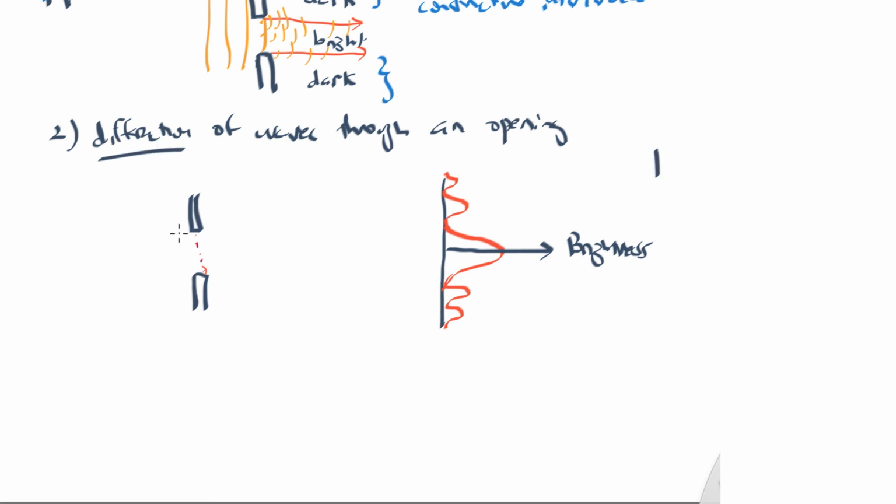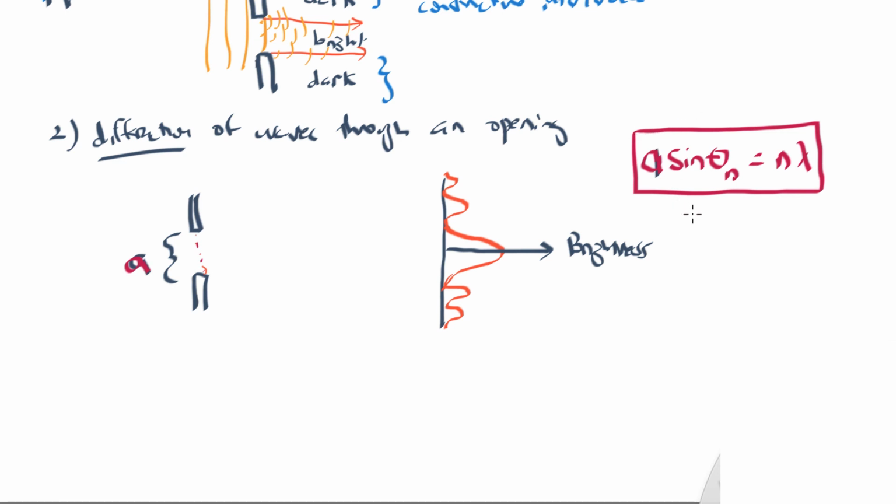And the formula that tells us where the dark spots are, if this is a width a right here, let me just make this in red, that's width a. There's a formula a sin θ_n = nλ. This would be the locations of the diffraction minima, or in other words, the dark fringes. And we talked about how one arrives at this formula, okay?